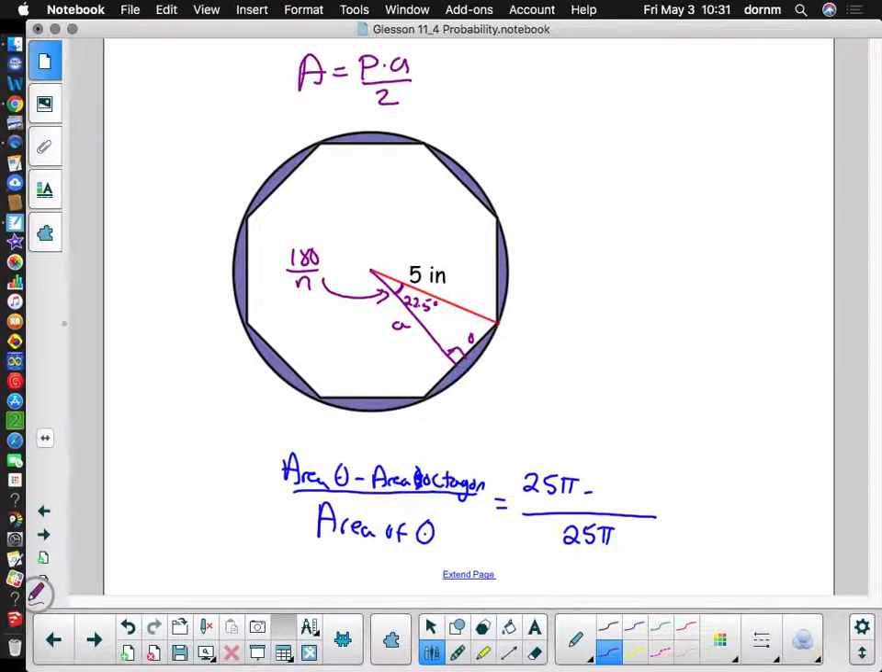Mm-hmm. It is, isn't it? 22.5. Divided by 9 would be 20. Yep. Yeah, octagons are actually nicer than nonagons when it comes to that calculation. Kind of strange to think that, but it is.